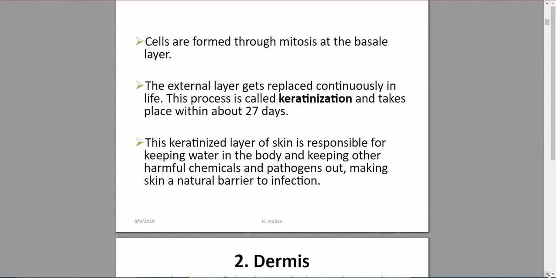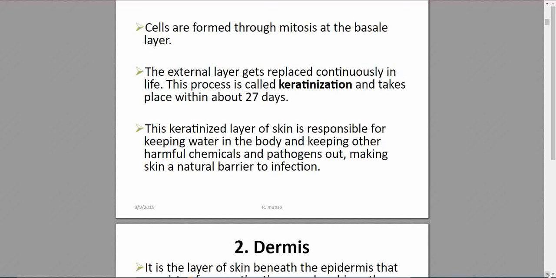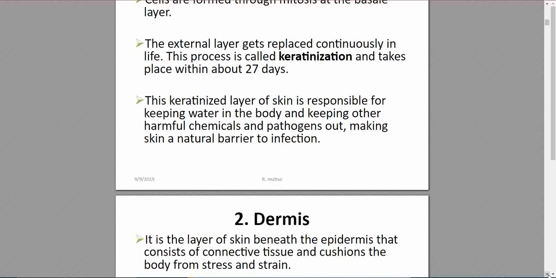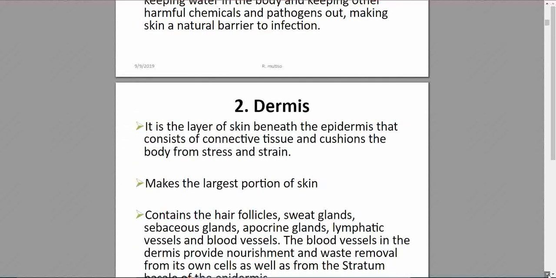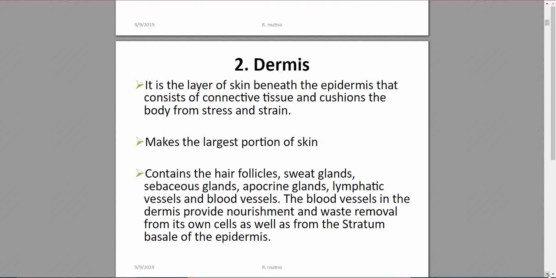This process is called keratinization and takes place within about 27 days. So this keratinized layer of skin is responsible for keeping water in the body and keeping other harmful chemicals and pathogens out, making skin a natural barrier to infection. So let's go from the epidermis.